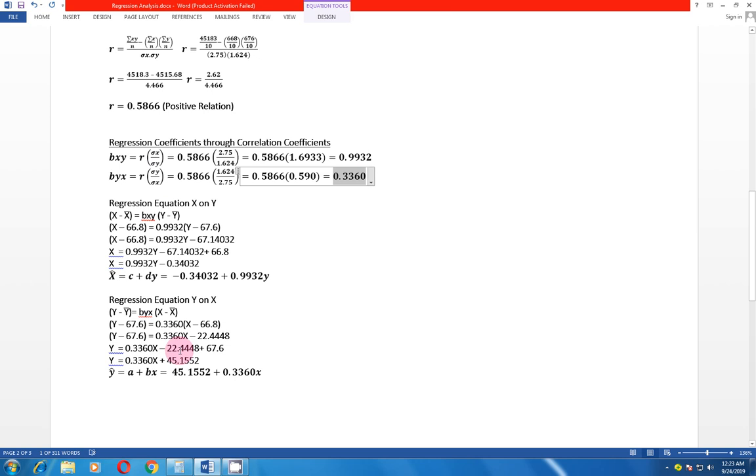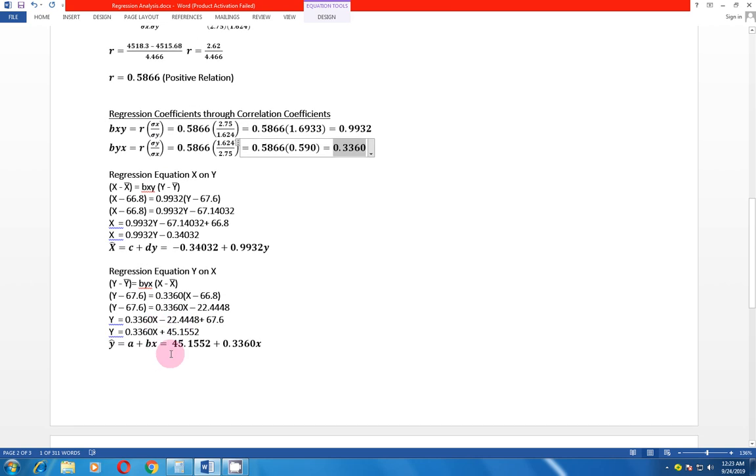So after putting the values here, the final result is 45.1552 plus 0.3360x. It means that if there is an increase of 1 unit in the variable x, it will increase y by 0.3360 units.